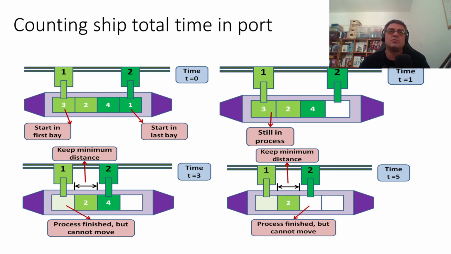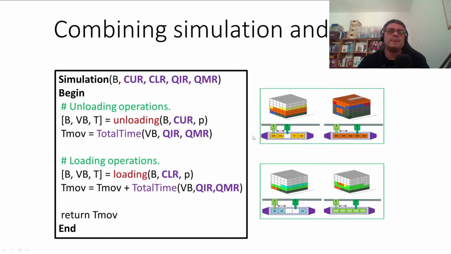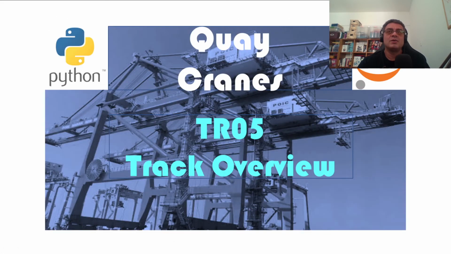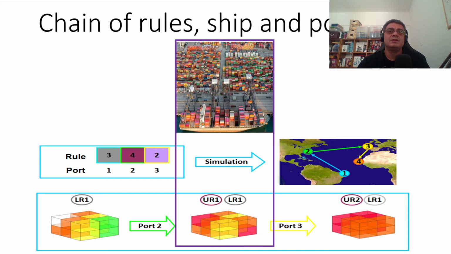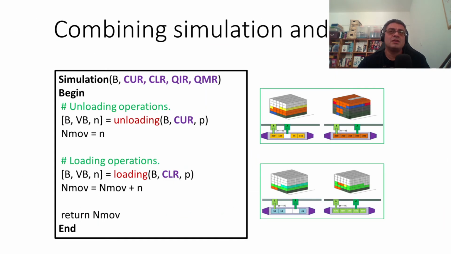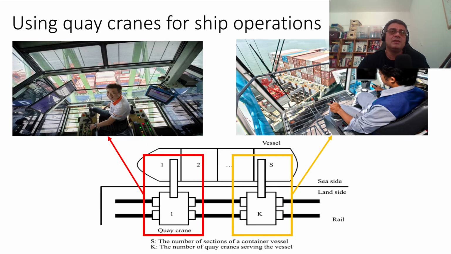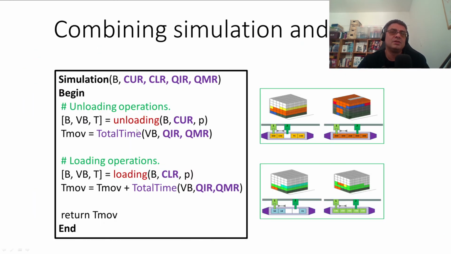We applied rules here too, and in this track, let's talk about what we're going to see. In track number 6, we're going to see how we can connect the quay crane rules to your previous simulation. Remember that in track number 3, we saw how we can simulate and extract the total number of movements. Okay, so now we can put in a slightly different computational issue here.